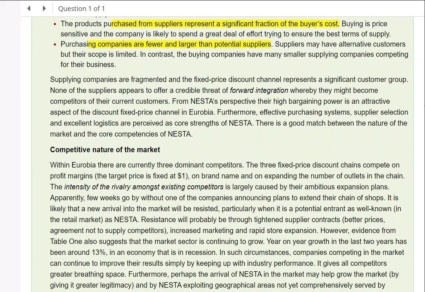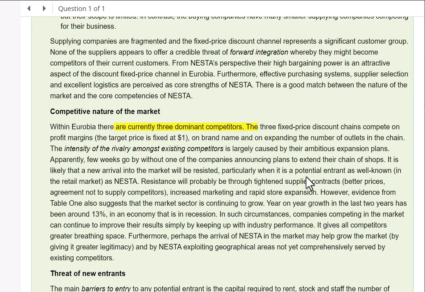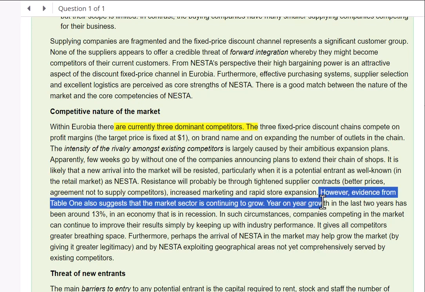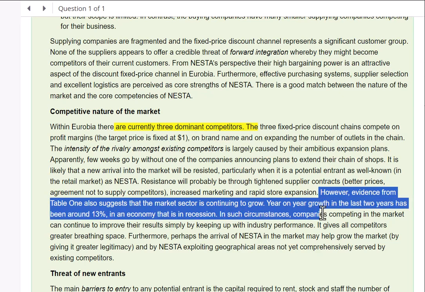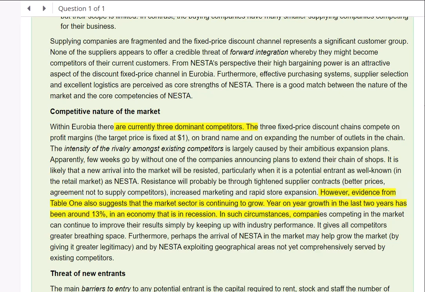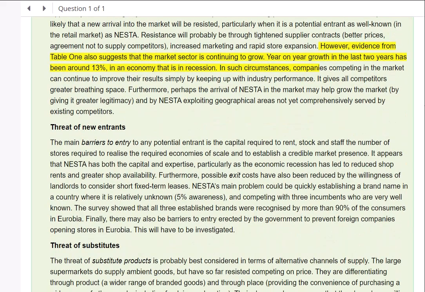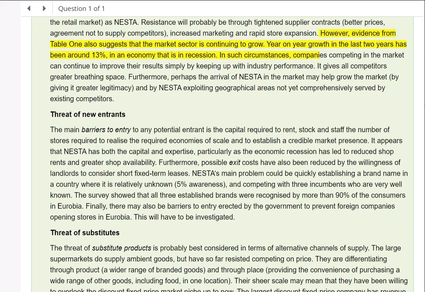Then next is the competitive nature of the market. Then again, they are talking about the dominant market competitors, and they have used a little bit of information from the figure also. So again, they have taken the reference from the table just like us, and then they have also shown the growth just like I have mentioned to you. So they have shown the growth from year 1 to 3. You can use the growth from year 1 to 2, 2 to 3 also. That's totally your call.